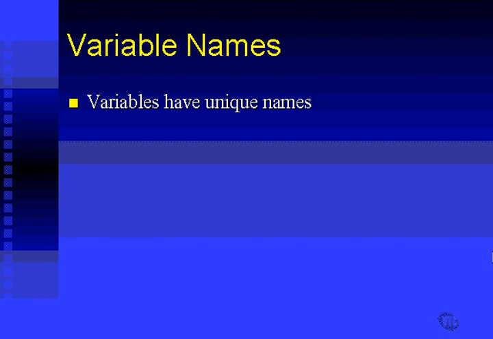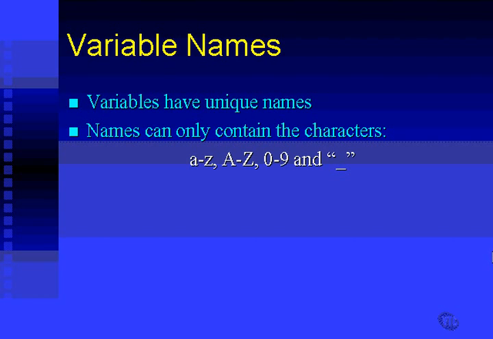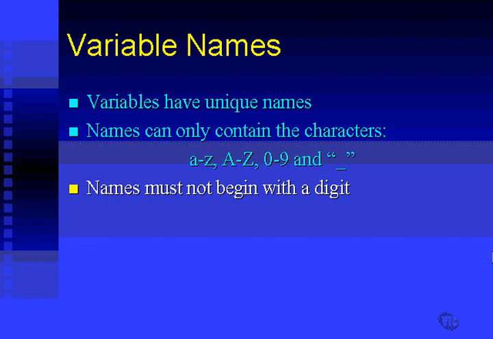That is almost true. When we learn more about functions, you'll learn that there can be a variable called age in two different functions. But don't worry about that for the moment. Names can only contain the characters lowercase letters, uppercase letters, digits, and the underscore character. Don't think about using the dollar sign or the plus sign or anything like that. They are not allowed in C. Maybe in some other languages, but not C. Names must not begin with a digit. It means obviously that they can begin with anything else, but can't begin with a digit.